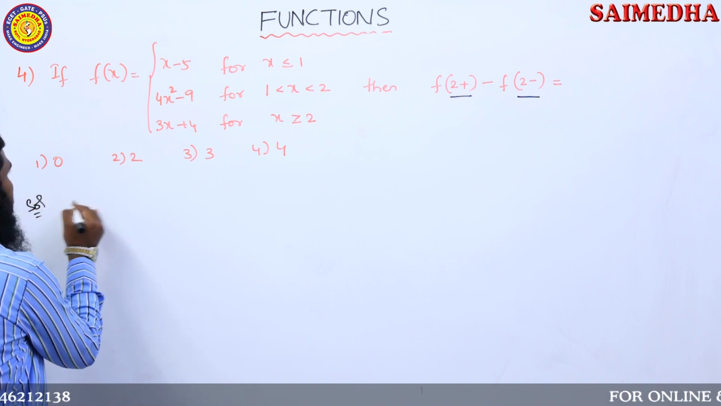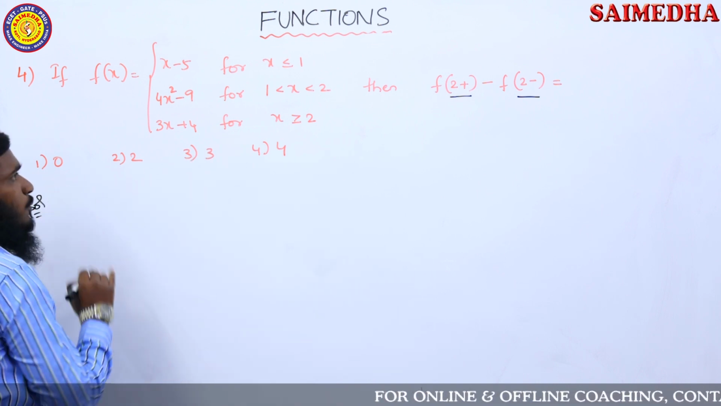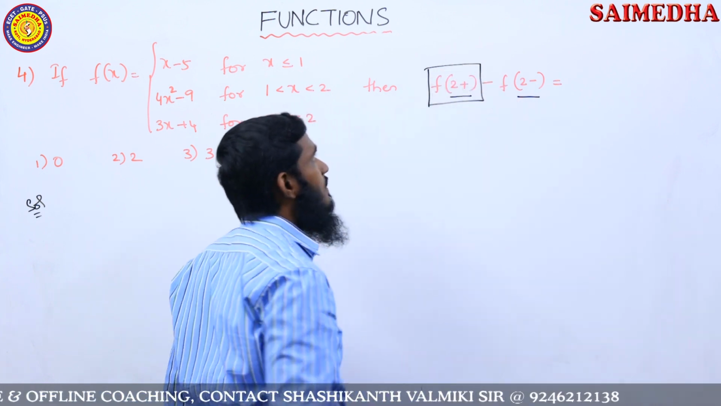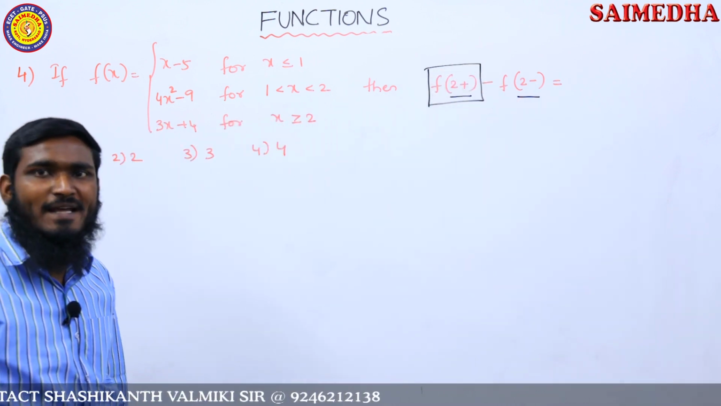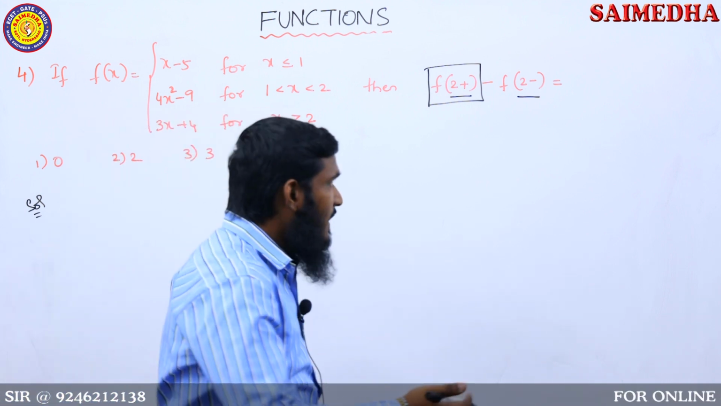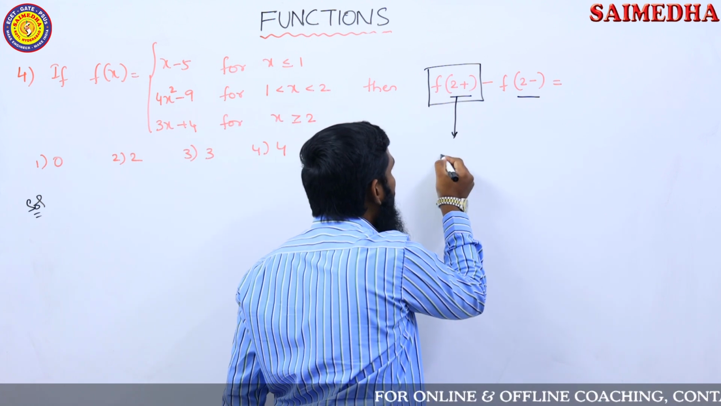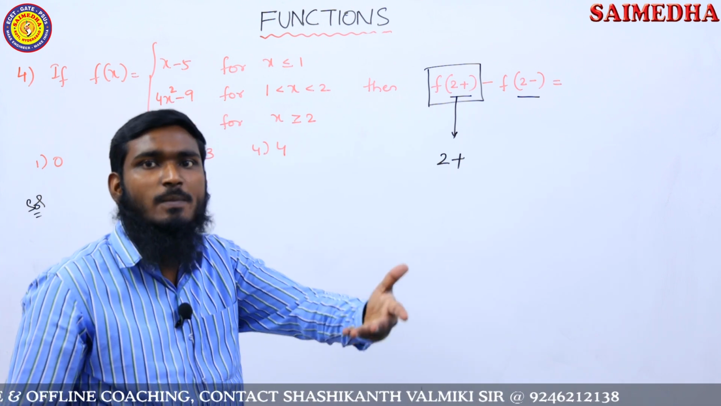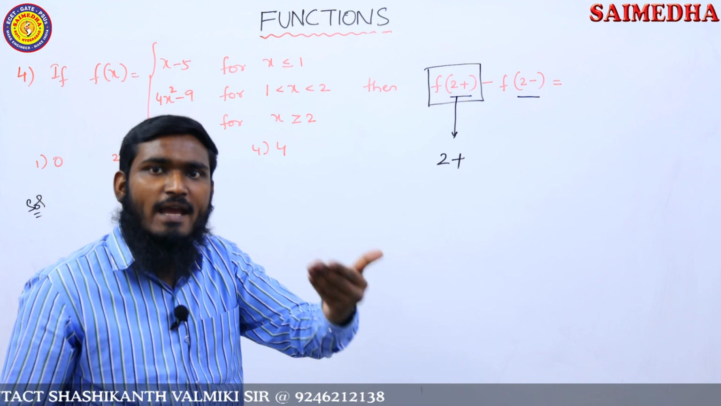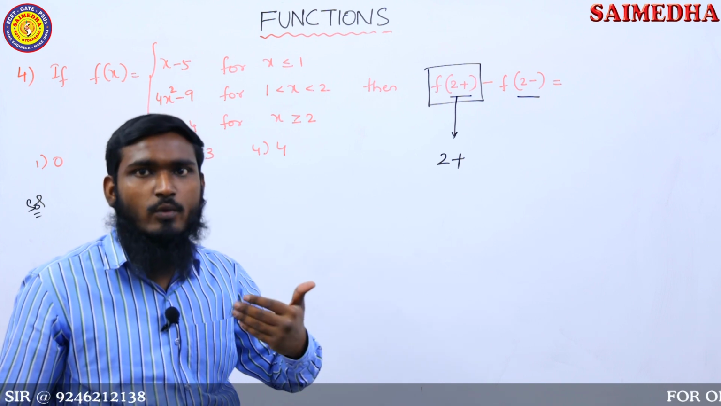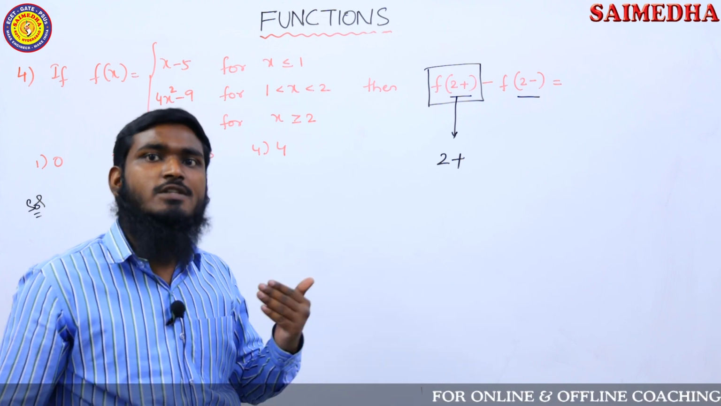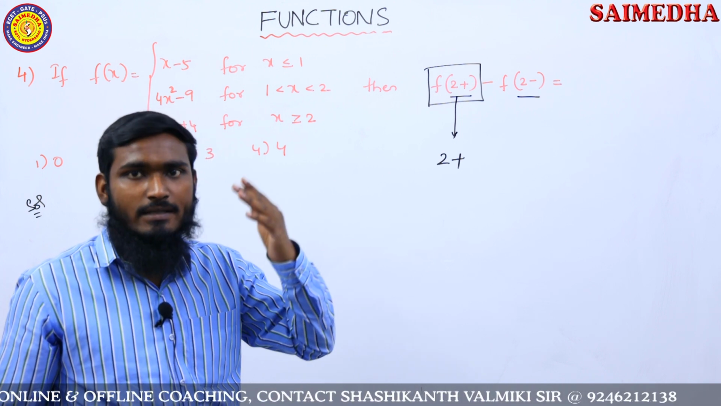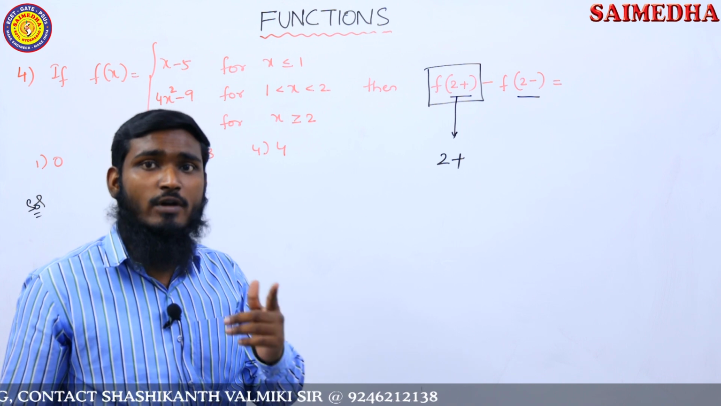So first we are finding the value of f of 2 plus. Now what's the meaning of 2 plus over here? 2 plus means it is somewhat greater than 2. Plus means it can be any number, like 2 plus 0.1, 2 plus 0.2. So what's the meaning of 2 plus? It is somewhat greater than 2. Understood?